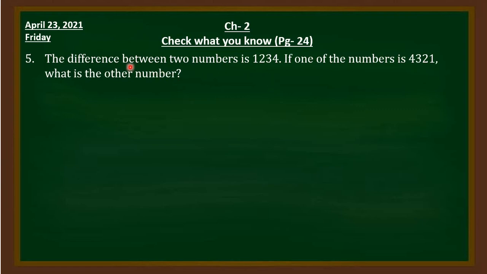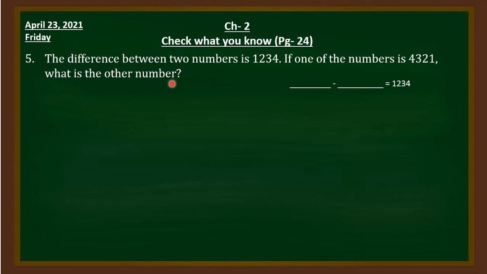Kids, here you are given 1234 as the difference of two numbers, which means if we subtract two numbers, we get 1234 as the answer, right? Further, one of the numbers is given to you as 4321. But how will you get to know what the other number is? What will you do to find out that number? Let's see what is to be done to find out the number which is not given to you.